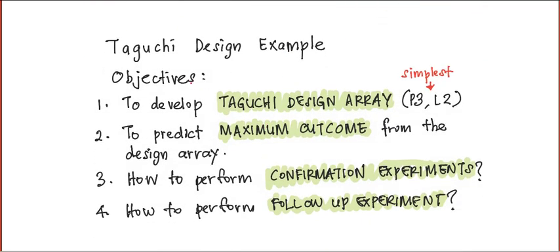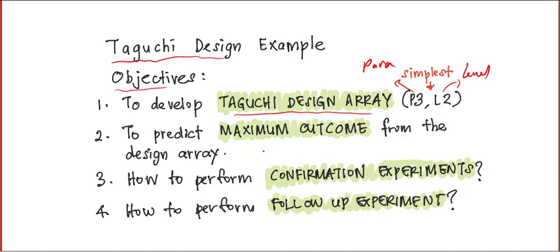Here in the Taguchi design method, for which we are going to have an example, the objective is to develop a Taguchi design array with three parameters. Three means three parameters and two levels. We write it like this: three parameters, and each one of these parameters has two levels. This is the simplest design of experiment based on the Taguchi design array method.